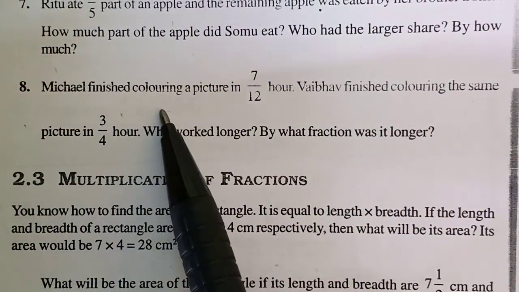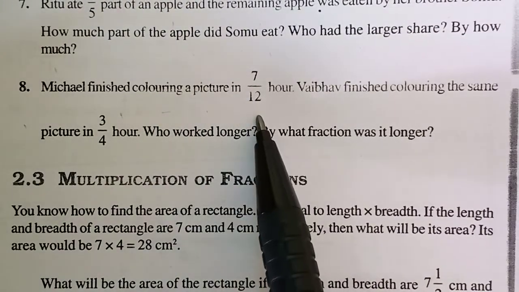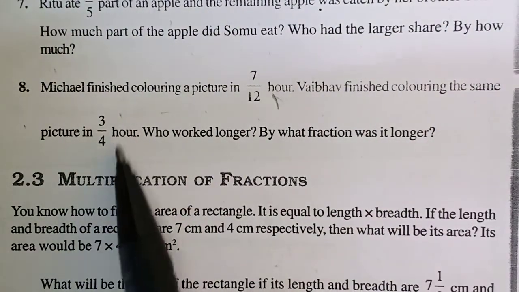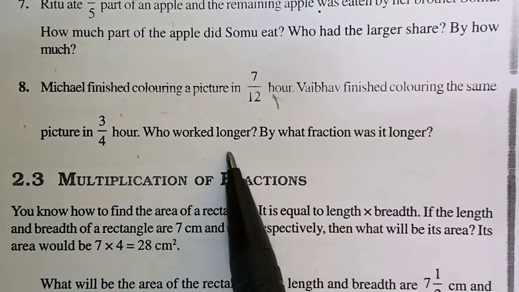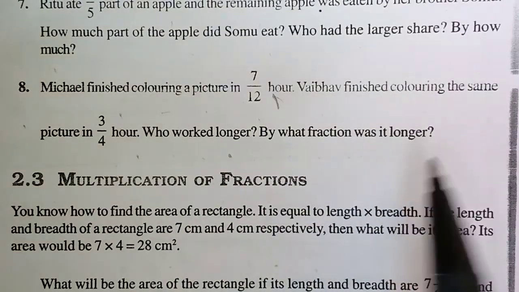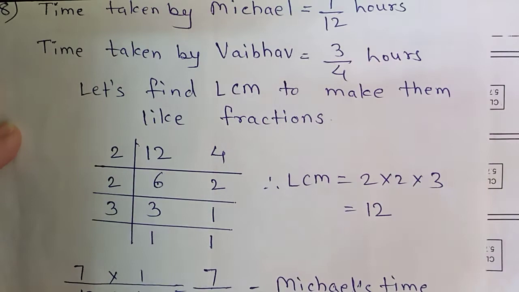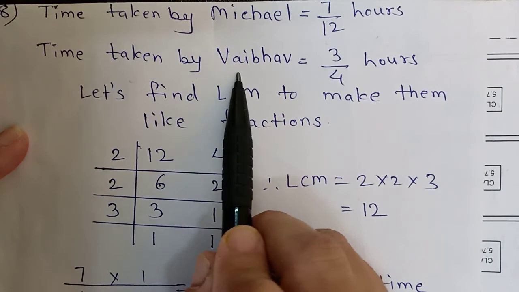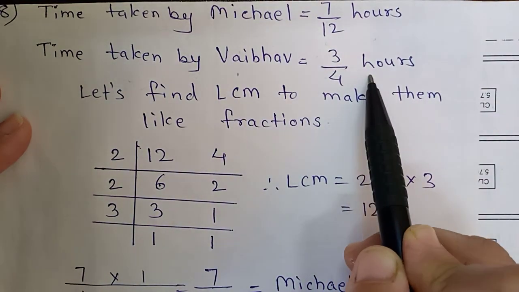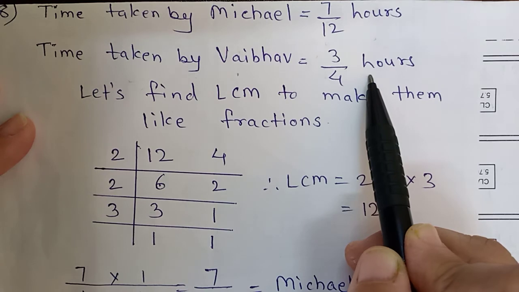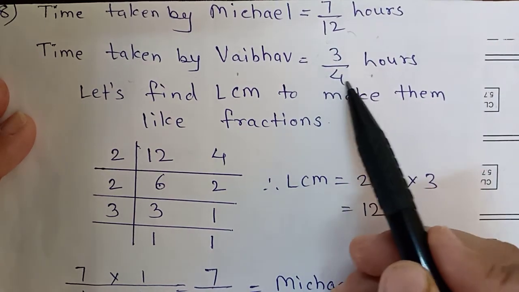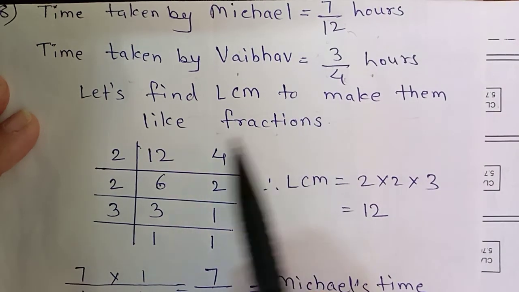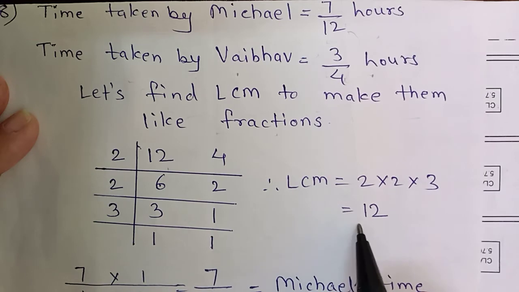Michelle finished coloring a picture in 7/12 hours. Vaibhav finished coloring the same picture in 3/4 hours. So, who worked longer? By what fraction was it longer? So, let's solve this. Now, the time taken by Michelle was 7/12 hours and the time taken by Vaibhav was 3/4 hours to complete the picture. Now, before comparing who took the longer time, we have seen the denominators are not the same. So, let's find the LCM to make them like fractions. So, the LCM of 12 and 4 is equal to 12.